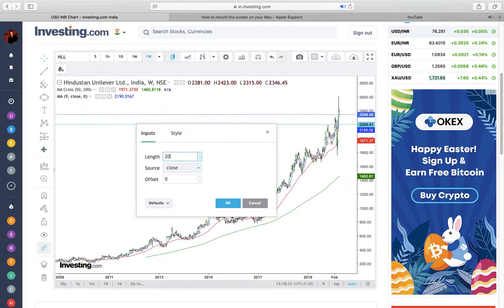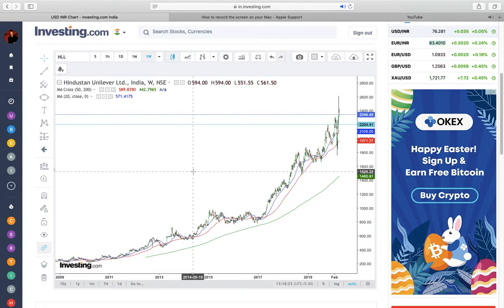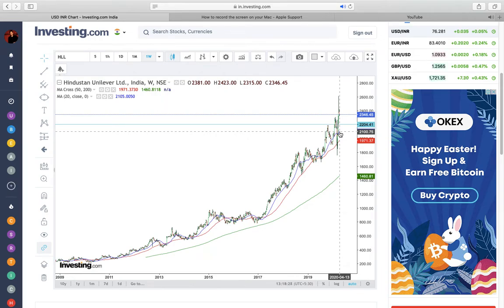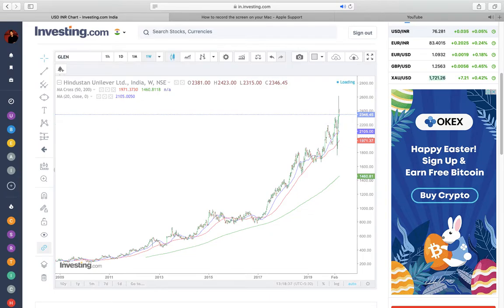It's just here for reference. It depends on a trade style. So the 20-week moving average is right here around 2100 levels. So it's too short. This is definitely counter trend. And my question is then, why not, for example, short a security like this?